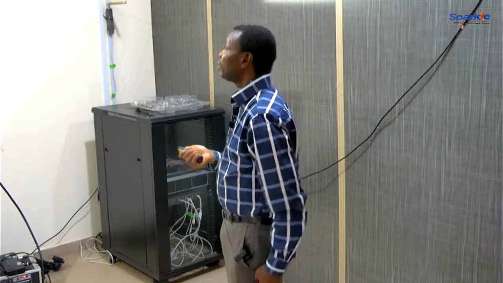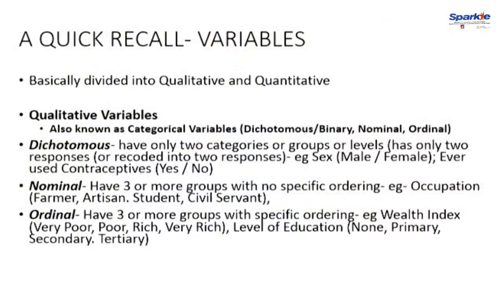Okay? Nominal variables have 3 or more groups with no specific ordering, like occupation. Why are we saying no specific ordering? You cannot say, okay, I'm going to code farmer as 1, and somebody says, because it's farmer as 1, it must be the very first one. Artisan, student, civil servant. No specific ordering.